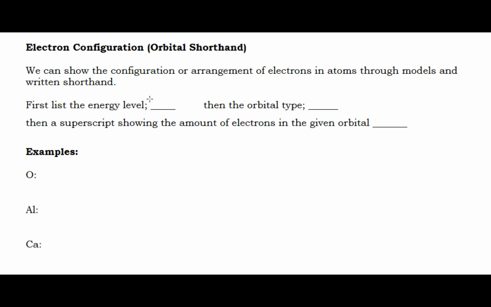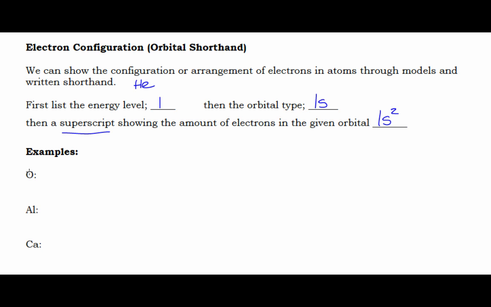So the first thing you're going to do is write down the energy levels. So let's say we're talking about helium. Helium lives in the first energy level, or the first row of the periodic table. Then you're going to include the orbital type. So helium is in energy level 1, and he's in an orbital s. Then a superscript showing the amount of electrons in that orbital. So helium's in energy level 1, orbital type s, and he has 2 electrons. Or he's in box 2 on the periodic table right there.